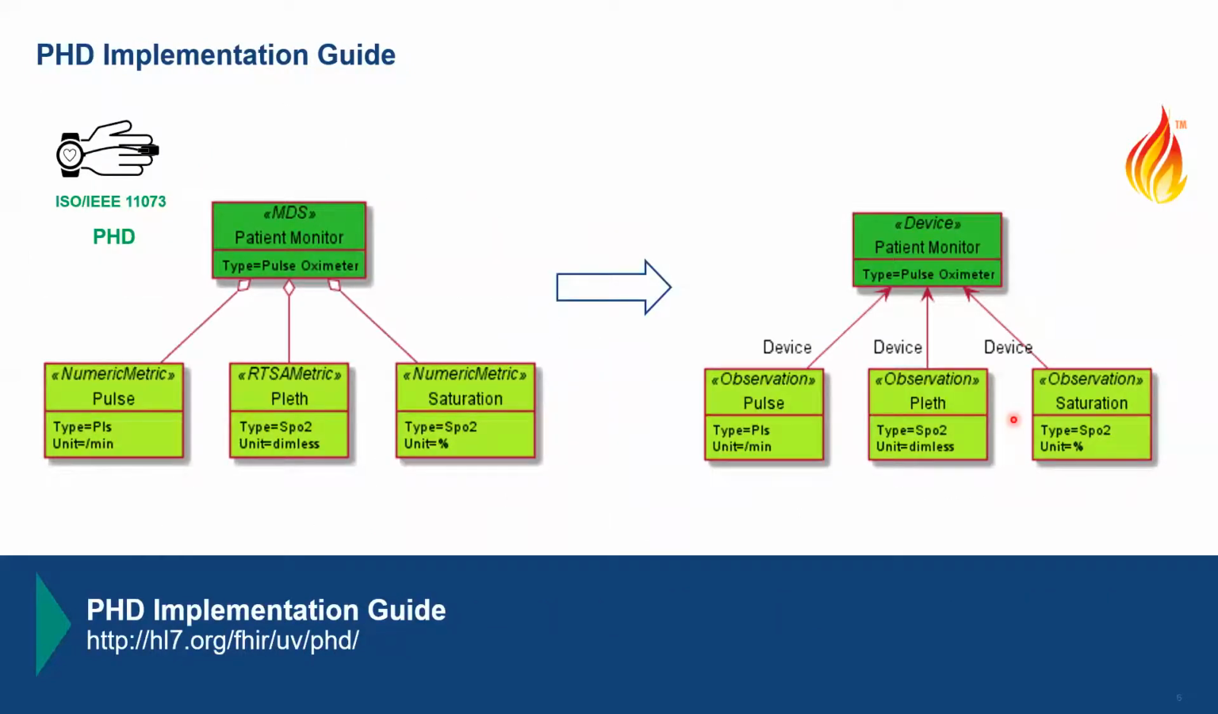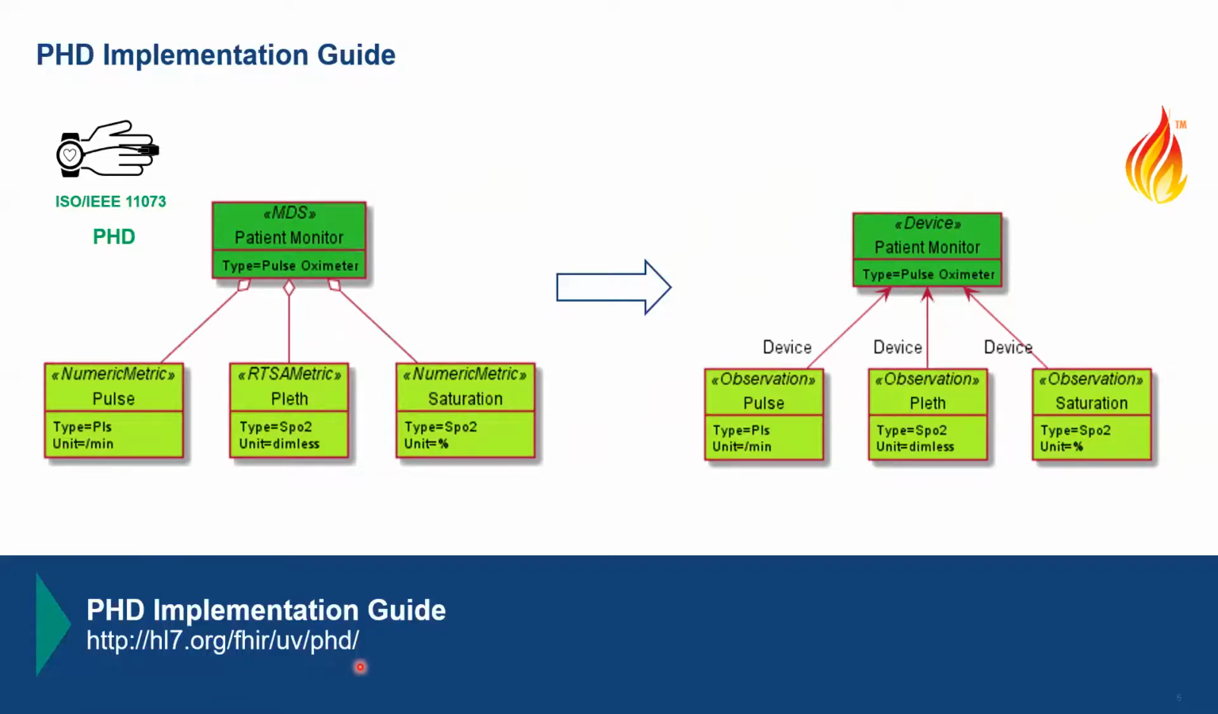If we now want to implement this or map it to FHIR, there's the PHD implementation guide, and this is actually a straightforward mapping. You have the medical device system, which maps to the device resource in FHIR, and you have the metrics down here, which map to observations, which then reference the device itself. So that is pretty straightforward. You can find more information on the implementation guide here.